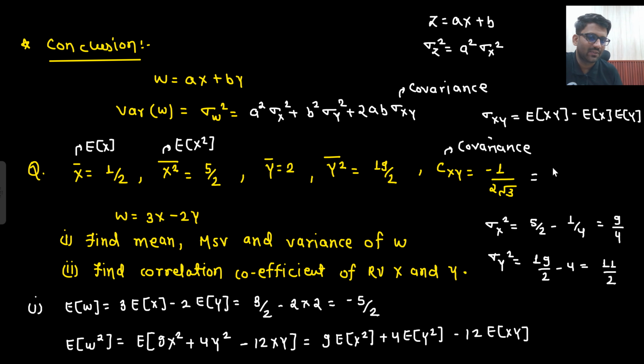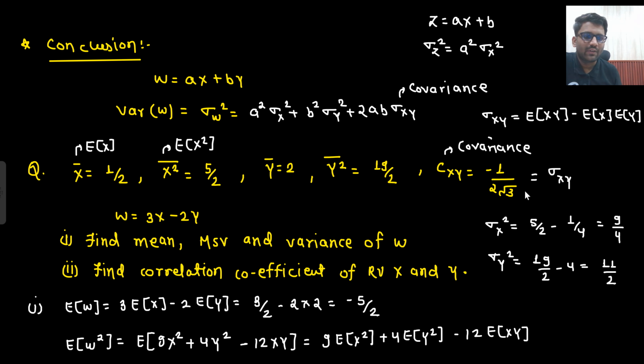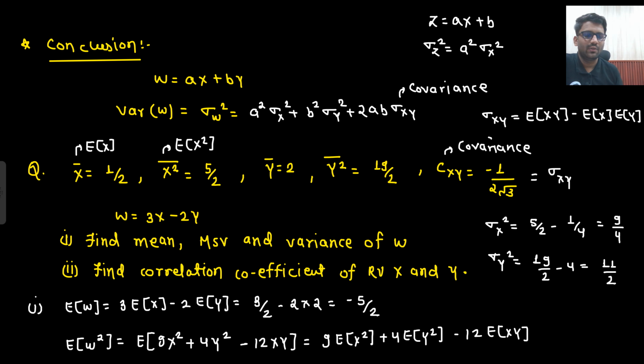Covariance. This is your sigma xy, no, covariance. So minus 1 by 2 under root 3 divided by... Are you having sigma x? Yes, sigma x is under root 9 by 4. Sigma x square is 9 by 4, so sigma x would be under root 9 by 4. That means you can write it down as 3 by 2. Basically, sigma x square is 9 by 4, so sigma x would be under root of 9, that is 3, under root of 4 will be 2.